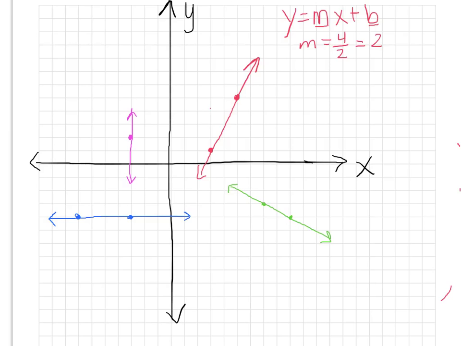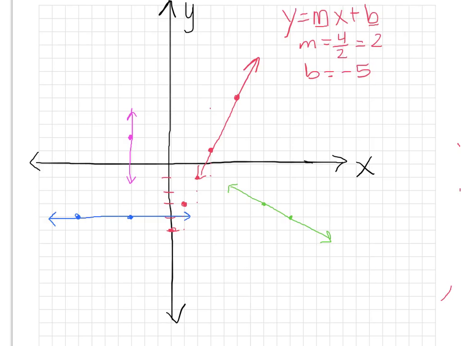So I'm going to go down 2, 1, 2, and over 1. And there's my next point. And now I'm going to go down 2, 1, 2, and over 1. And here's my next point. And now I'm going to go down 2, 1, 2, and over 1. And I can see that I've hit my y-axis. Well, where is that? Let's count. That's at -1, -2, -3, -4, -5. So my b is a -5.